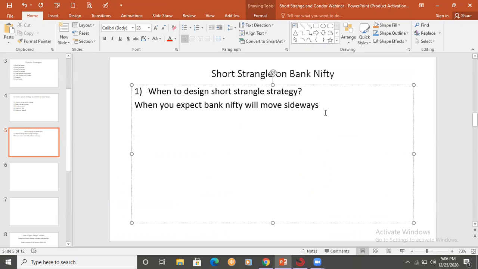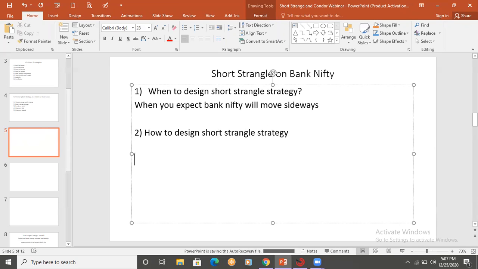Theta decay will be your profit. As you might be aware, due to passage of time, both call option as well as put option will lose their value. So as a seller, we can make profit out of that. So when to design short strangle strategy in Bank Nifty? We can design this short strangle strategy in Bank Nifty when we expect Bank Nifty will move sideways in coming trading sessions. Now let's understand how to design short strangle strategy.